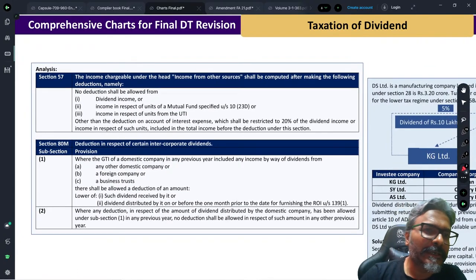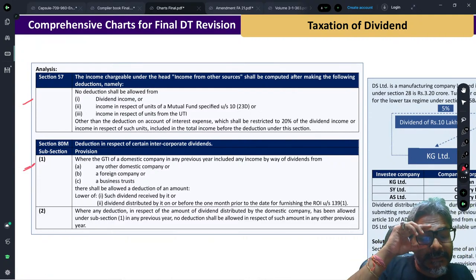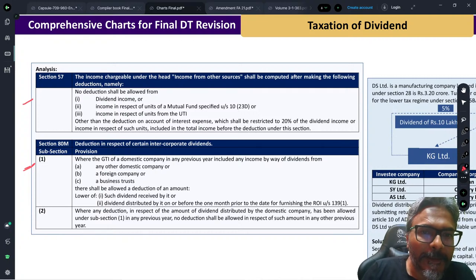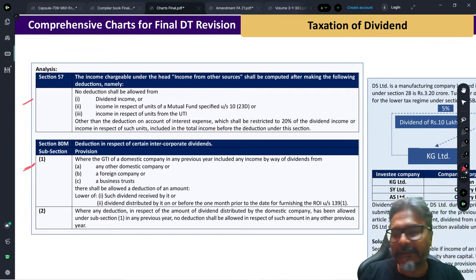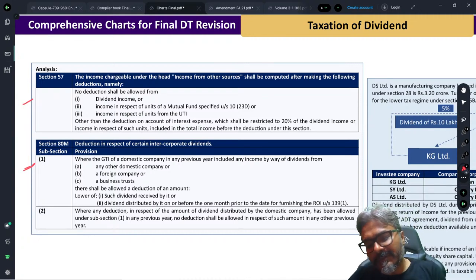The two sections here, 57 and 80M, the recent changes which have taken place. Section 57 and then section 80M. Now, these two sections, students, ICAI has used to its advantage. Expect a comprehensive case study, number one, or in the examination expect either a comprehensive case study or a total income question, specifically the alternate tax regime question, in which they will give you some data which has to do with section 57 and section 80M.